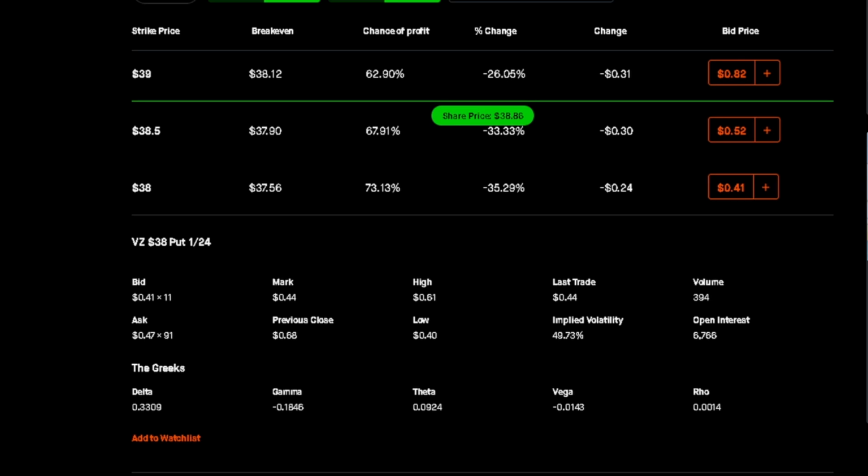Vega measures the sensitivity of an option's price to changes in the implied volatility. If the implied volatility increases, Vega tells you how much the price of the option will increase. And Rho measures the sensitivity of the option's price to changes in interest rates. It's far less important for short-term trades, but can be more relevant in a changing macroeconomic environment, i.e.